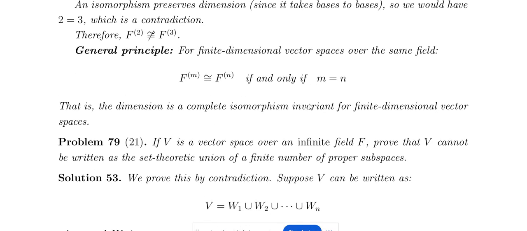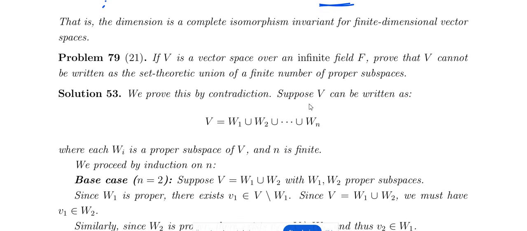So general principle என்ன அப்படின்னு பார்த்தீங்கன்னா, for a finite dimensional vector space over the same field, different field கிடையாது, ரொம்ப முக்கியம். Okay, F power m is isomorphic to F power n if and only if m equals n. And the dimension is a complete isomorphism invariant for finite dimensional vector spaces.